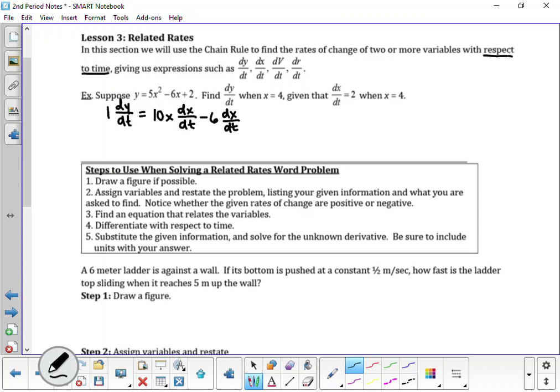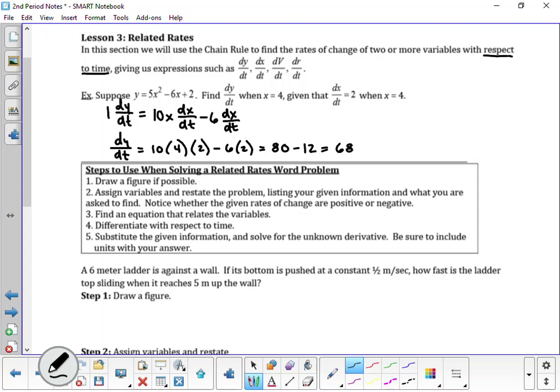And then it's telling you when x is 4, the rate that x is moving is 2. So we can plug in 4 for x. We can plug in 2 for the rate of x. So we get 80 minus 12, which is 68. So the rate that y is moving with respect to time is 68, if x is moving at a rate of 2.